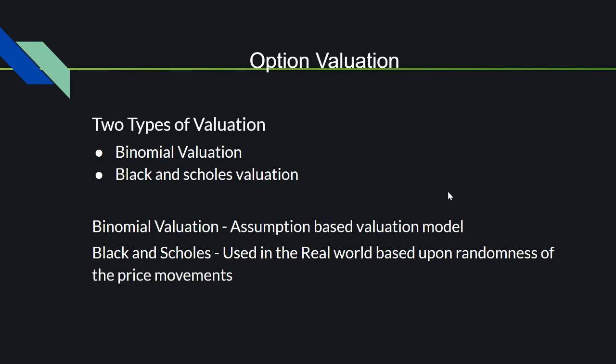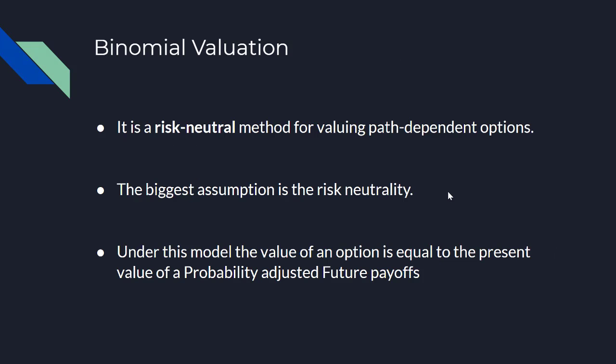So first we are going to be looking at what is a binomial valuation, and then what are the assumptions used and how practical it is in a real sense, and then we'll be moving on to Black-Scholes and stuff like that. All right, so let's look at what is binomial. Binomial is basically a risk neutral method for valuing path dependent options. To be frank, it doesn't have much application in the real world because of the assumptions involved, and the biggest one being the risk neutrality.